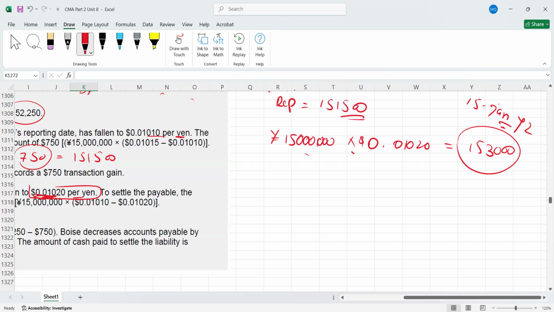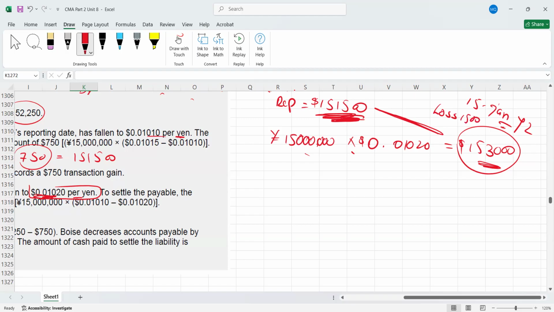Now you will compare these two figures. Do you have a gain or loss? As per the reporting date information, you had to sell this much dollar to buy 15 million yen. But now, as per the settlement date, you have to sell $153,000 to get 15 million yen. You are going to pay more, so it means you are going to have a loss. Loss of how much? 1,500 is the loss, the difference of these two.